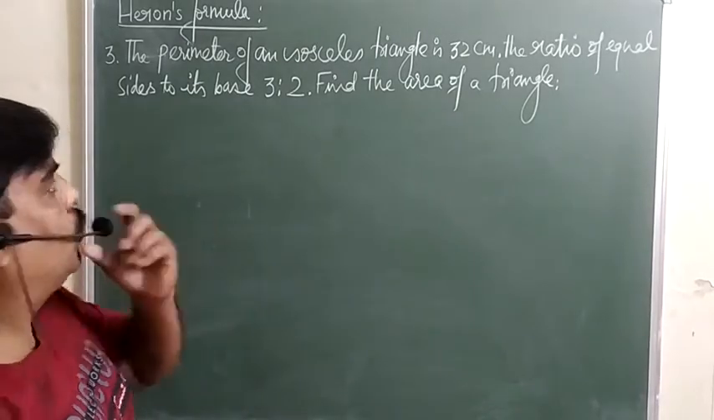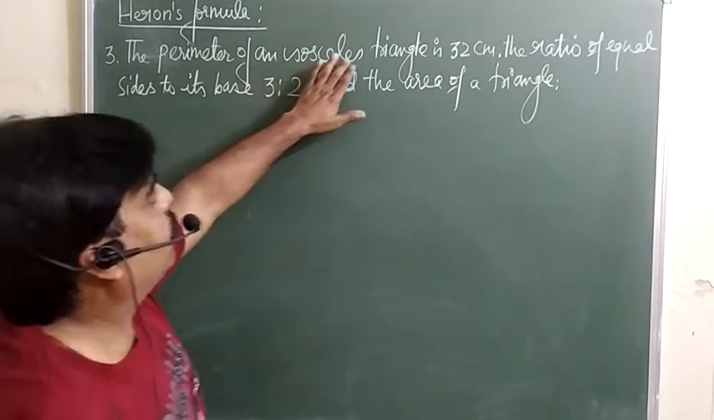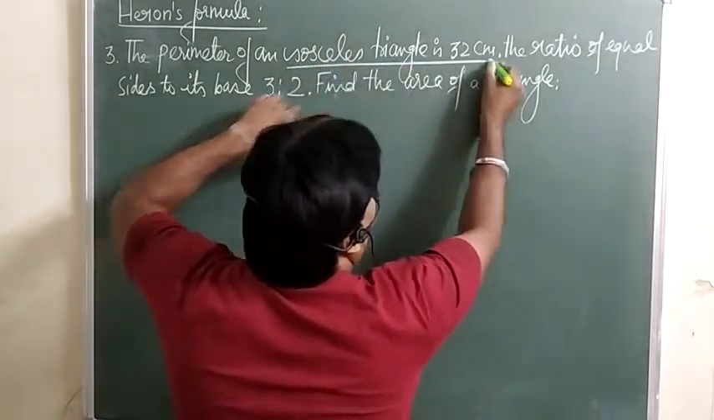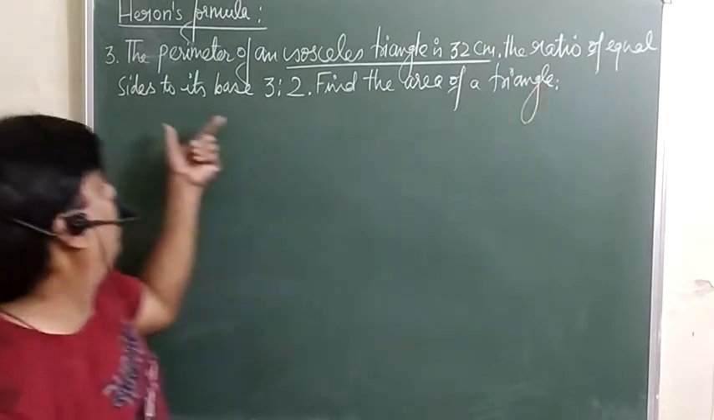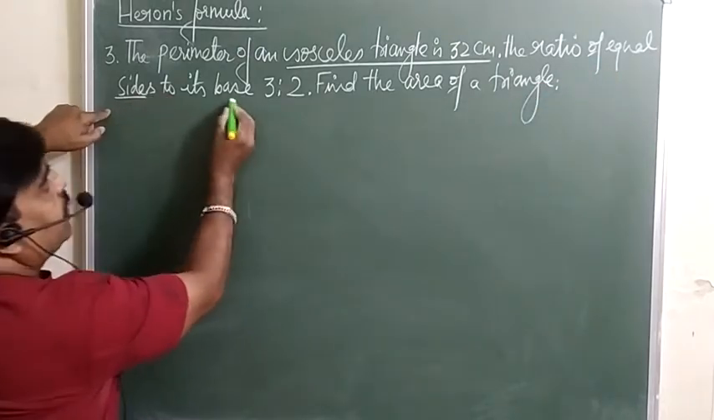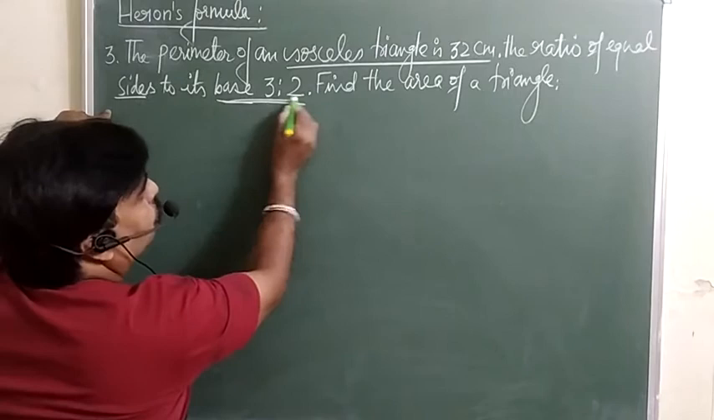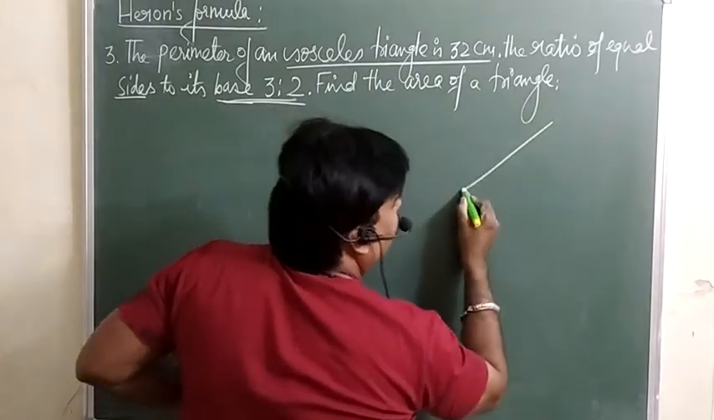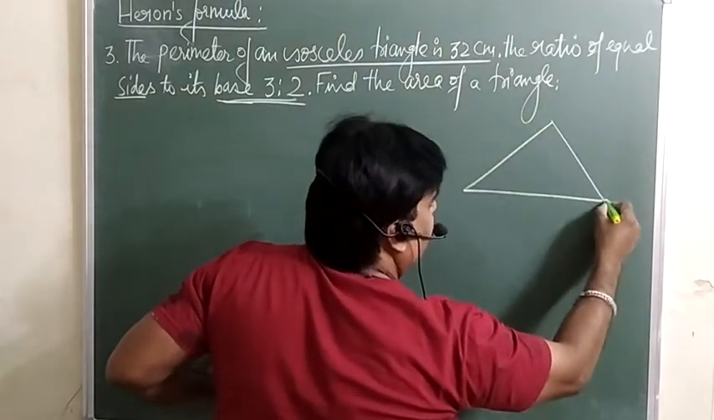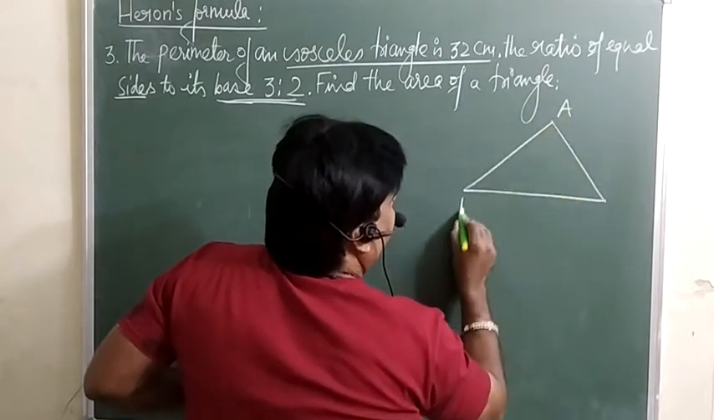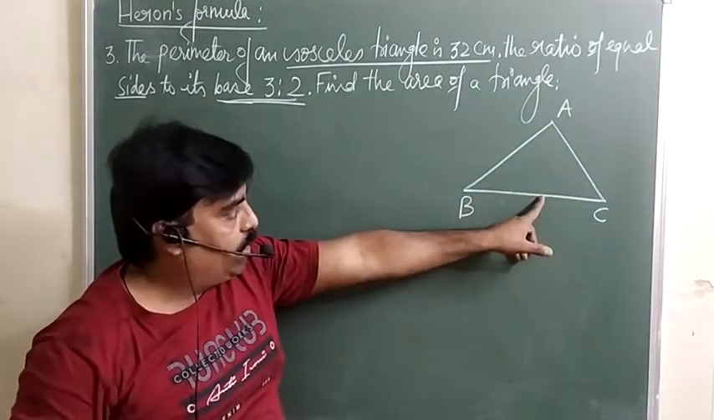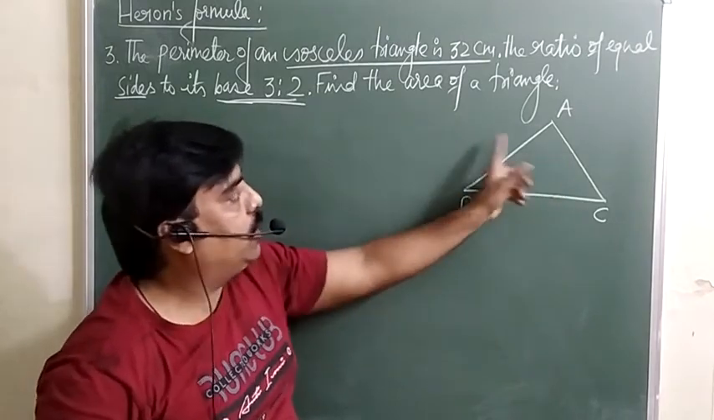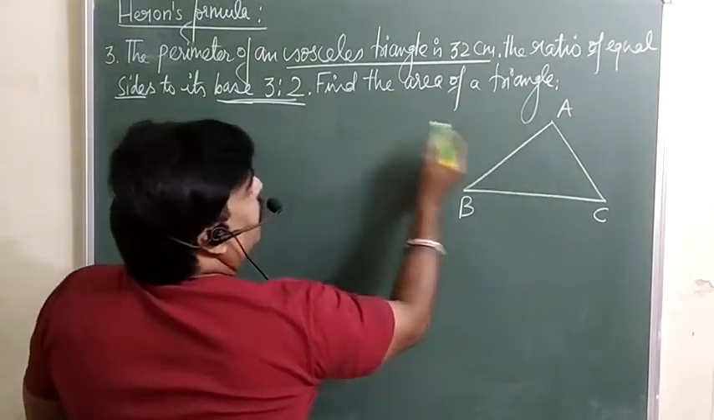Yes, one more question. The perimeter of an isosceles triangle is given, but it also says the ratio of the equal sides and its base is 3:2. What exactly is the question saying? This is your isosceles triangle, and the ratio of the base to these two equal sides is 3:2. It means the ratio is 3:2.